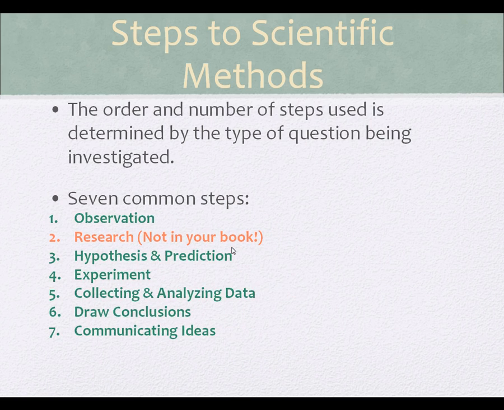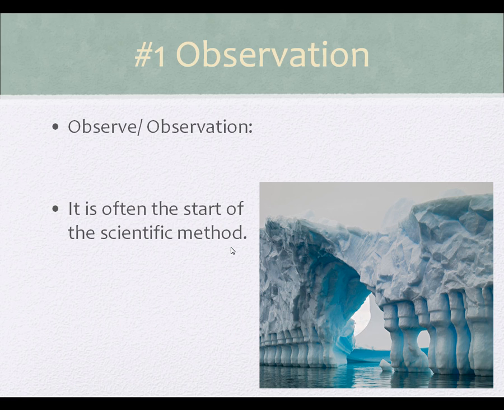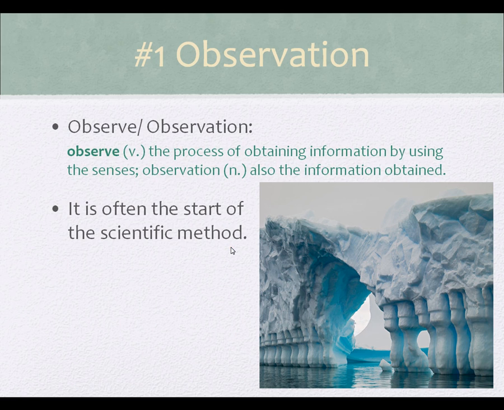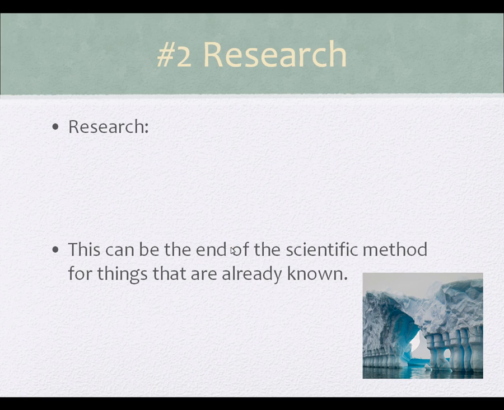Seven common steps of the scientific method: observation, research, hypothesis and prediction, experiment, analyzing and collecting your data, drawing conclusions, and then sharing those ideas. So observation is the process of obtaining information by using the senses. You guys are pretty good at this. It's the start of the scientific method.